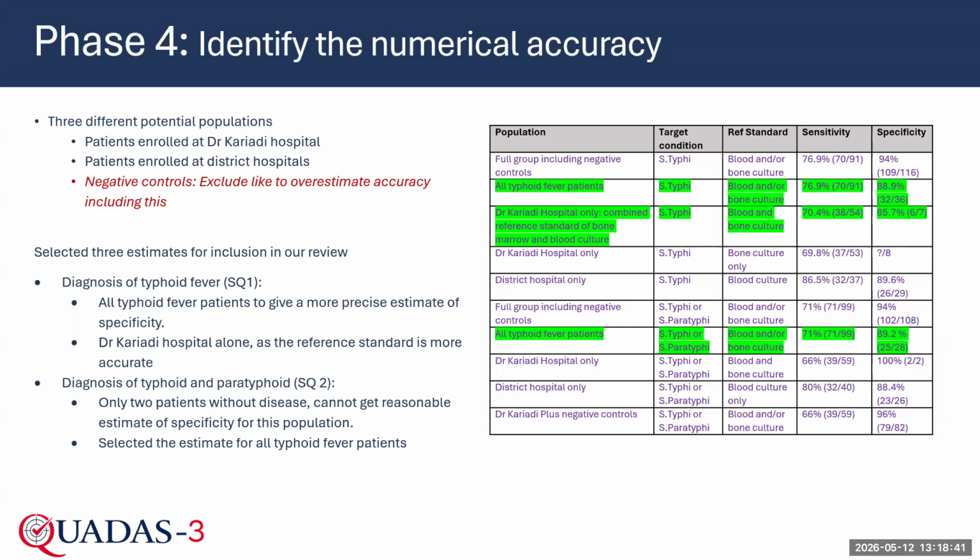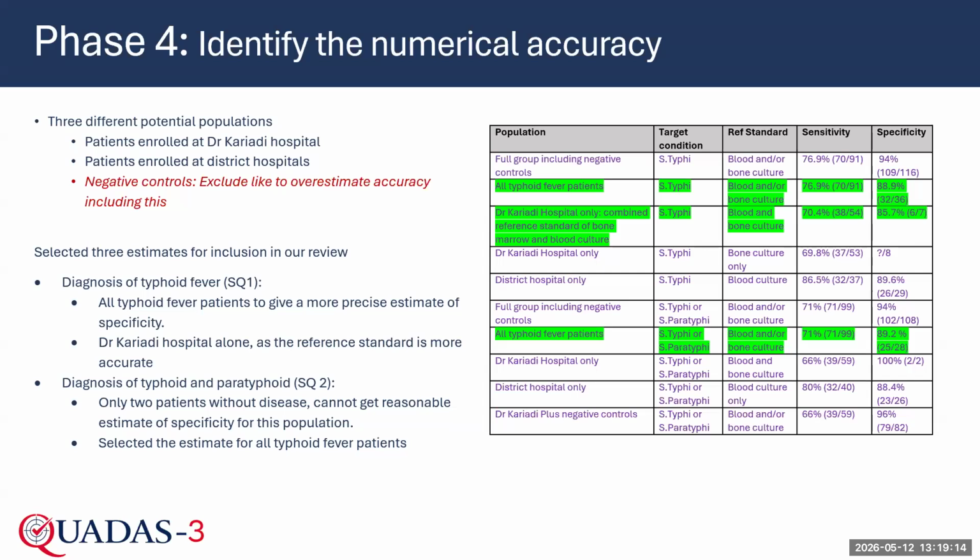We might also just want to take the data for the Dr. Karyadi Hospital because that's our best data. That's used the most appropriate reference standard. But there's very few people without typhoid fever in that population. So they're also likely to be a slightly different population, and we'd get very wide confidence intervals for our specificity estimates. So you've kind of got a trade-off between having data with a better reference standard or more data from taking all the typhoid patients, and possibly a more representative sample of patients in that group as well.